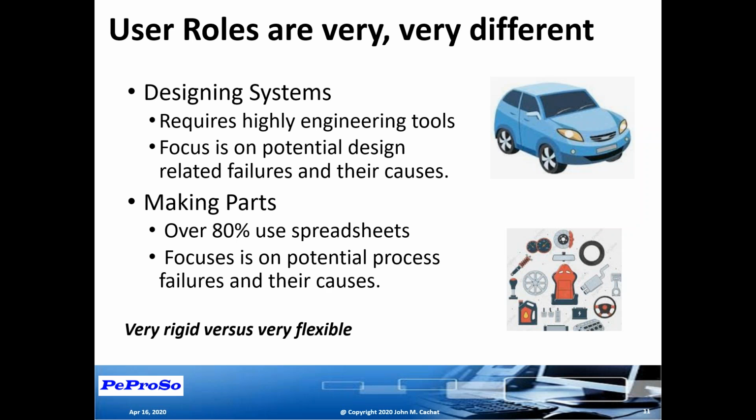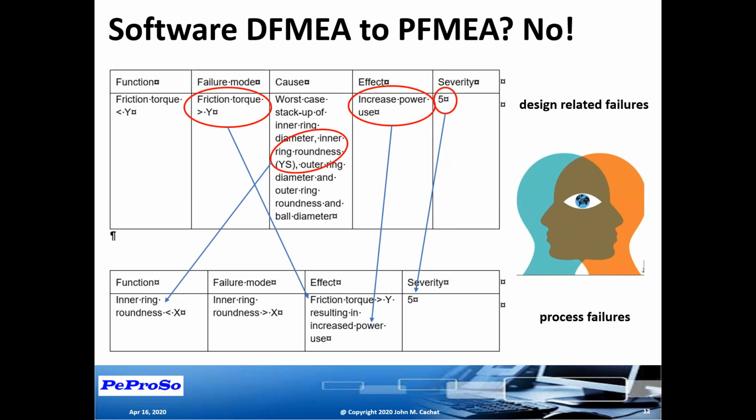The PLM apps that do that are phenomenal, but they're focused on potential design-related failures. Parts people are focusing on potential process failures and their causes. So again, big difference. And when you try to take a tech center, R&D center mentality and throw it down to people that make parts, it's very difficult. And I don't think I've ever seen it work. Here's an example. There are some software tools that automatically connect the design FMEA out of the tech center to the process FMEA down to the part people.